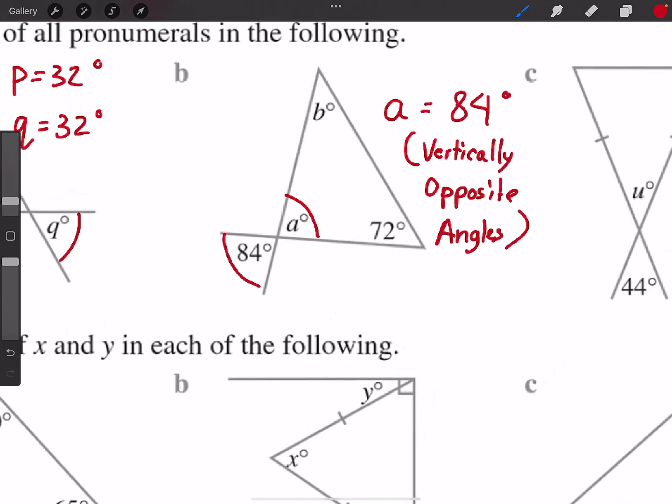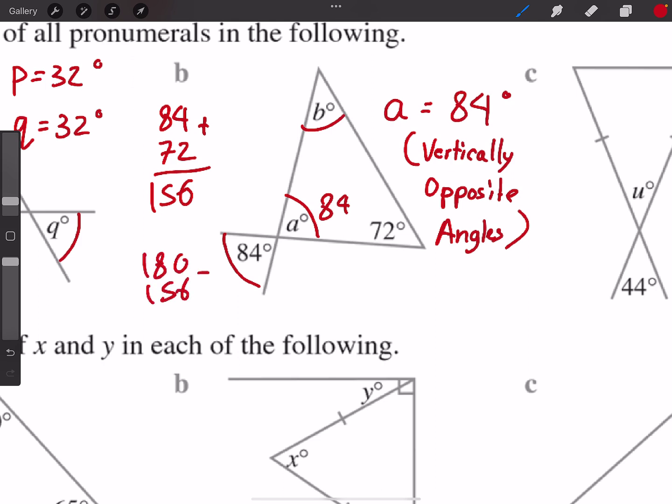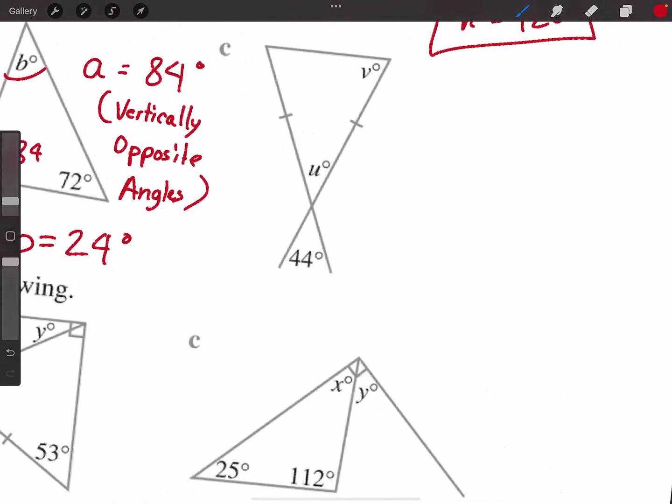Okay, now if A is equal to 84, we can work out what B is, right? We can say 84 plus 72 will be 156. All right, so what's 180 take away 156? That'll be 24. So B must equal 24 degrees. Angle sum of a triangle, guys.